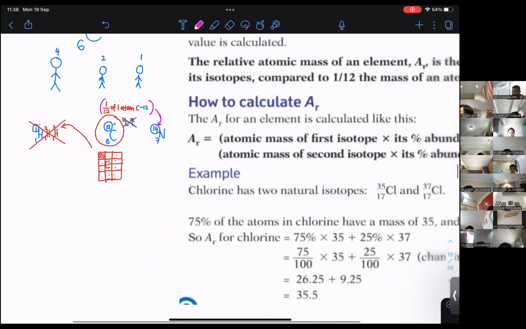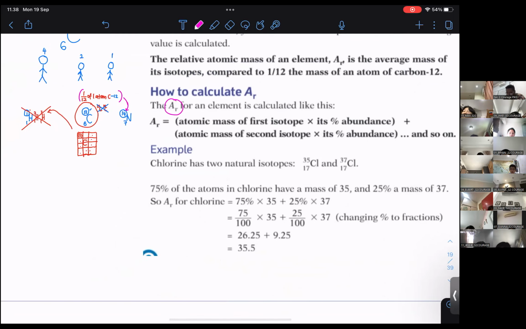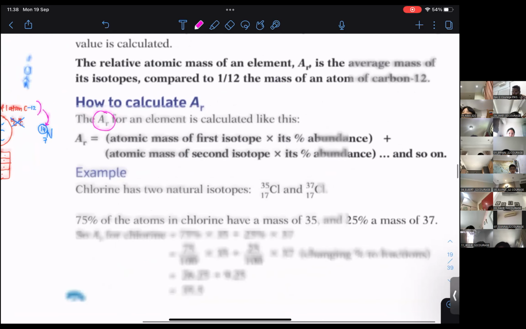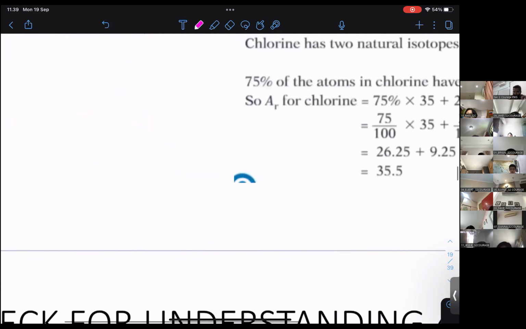So if you look over here, AR, what is AR? Relative atomic mass. So what is the meaning? It's the average mass of the isotopes, compared to 1 over 12 of the mass of carbon 12. That is the meaning if you put it in terms of a sentence. So if I just compare again.